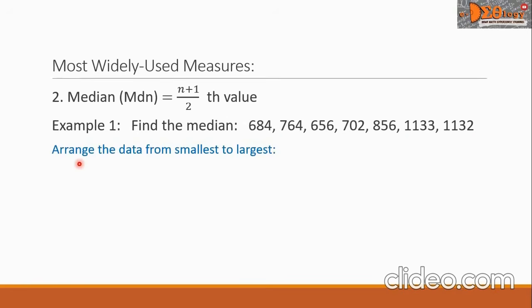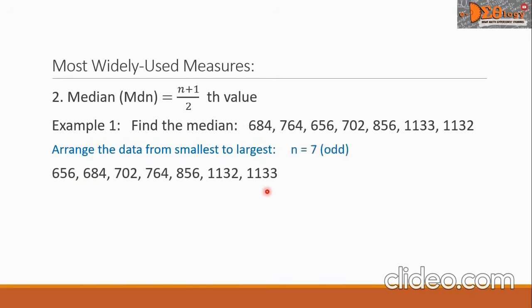First thing to do is to arrange the data from smallest to largest. So the first value will be 656, next is 684, followed by 702, next is 764, next is 856, then 1132, and the last 1133. Take note that n, or the number of data, equals 7, and this 7 is an odd number.